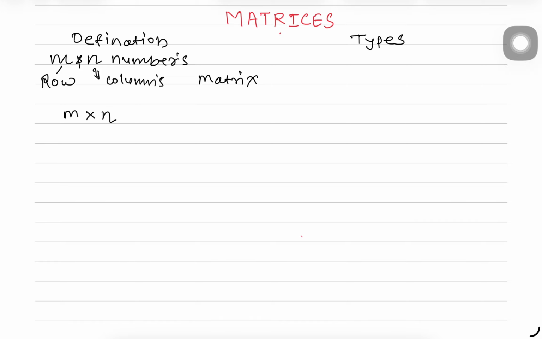For better understanding, we will say r cross c. So r is the number of rows, c is the number of columns. So m cross n or r cross c is known as the order of the matrix. What do you mean by order? Order itself says the size of the matrix. It will give you the information about the elements of the matrix. Generally it is defined within these brackets.